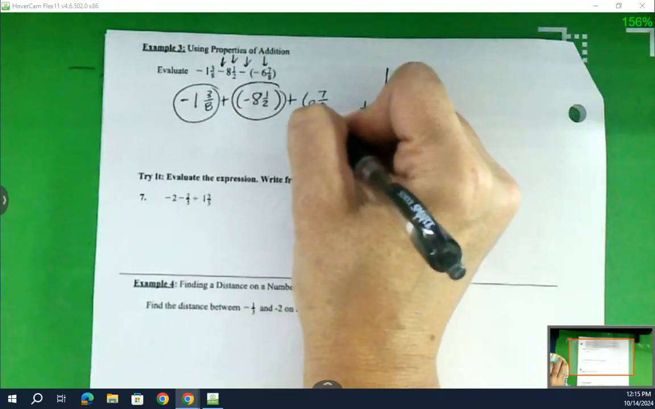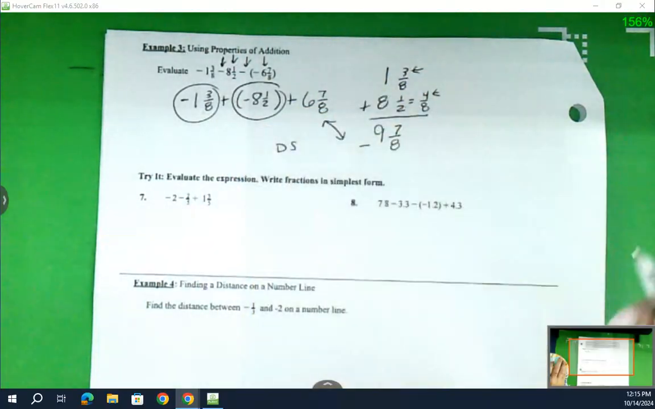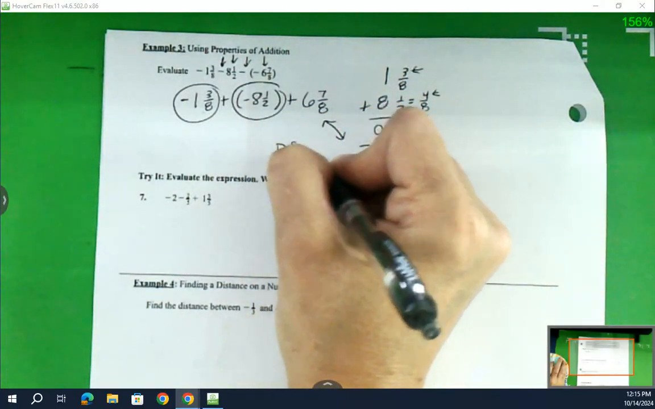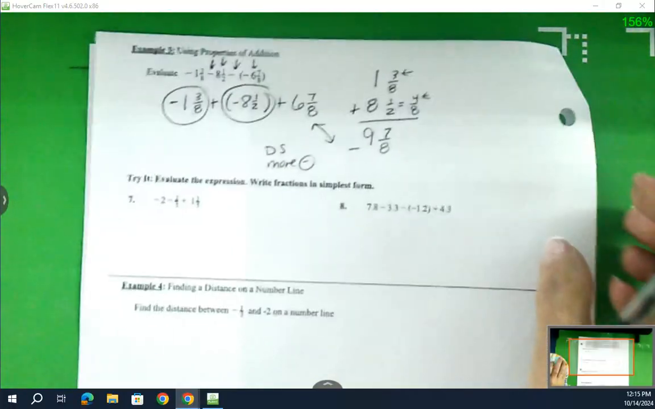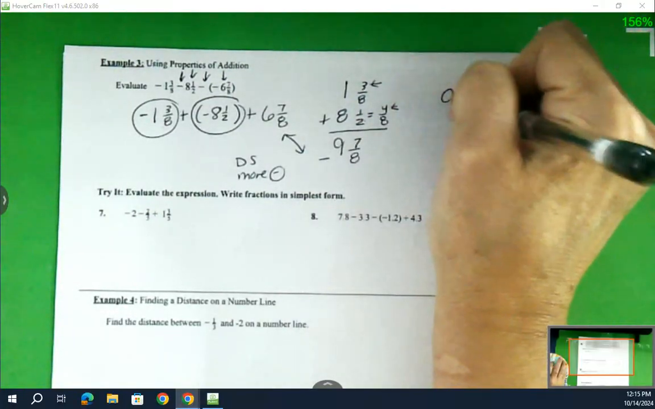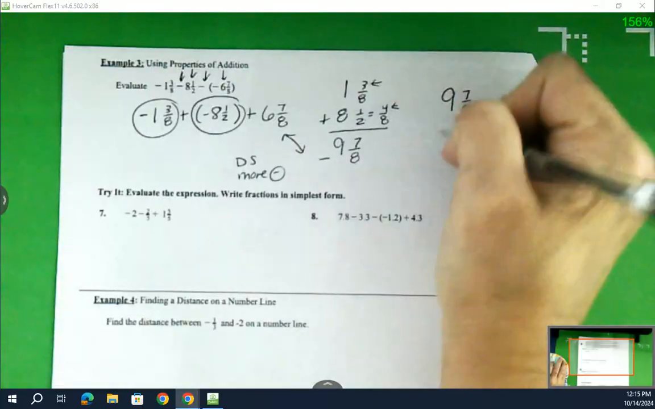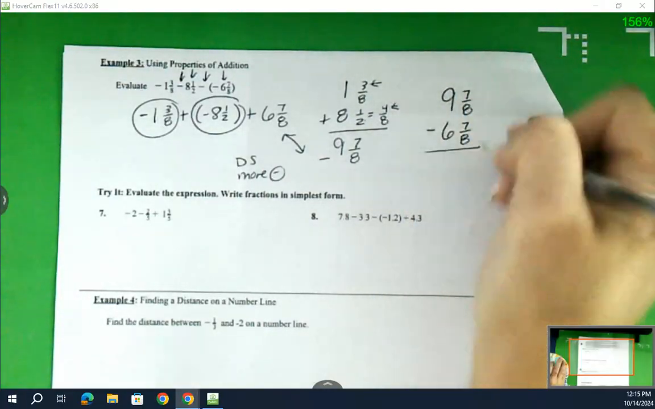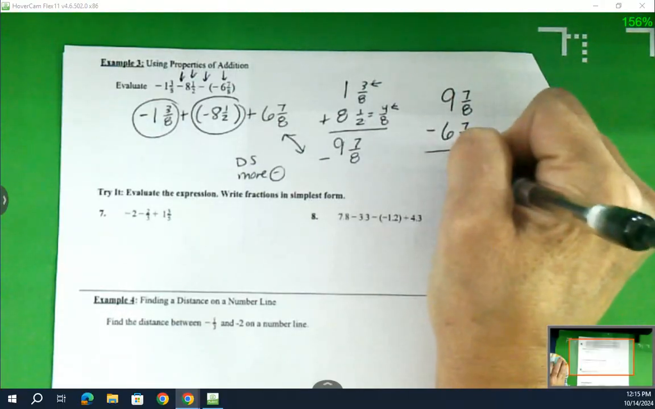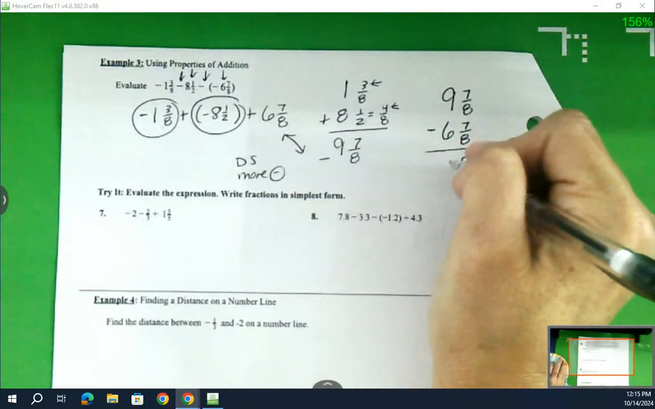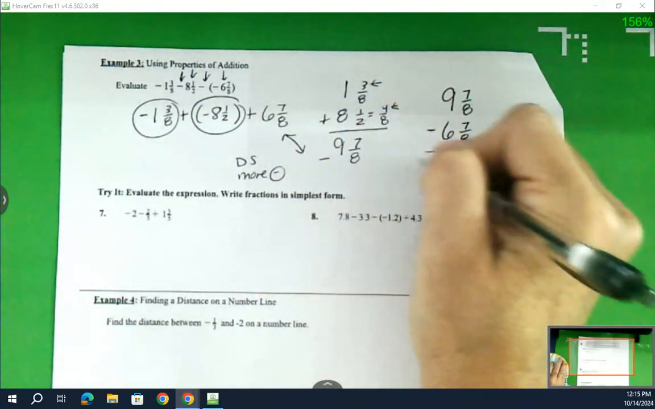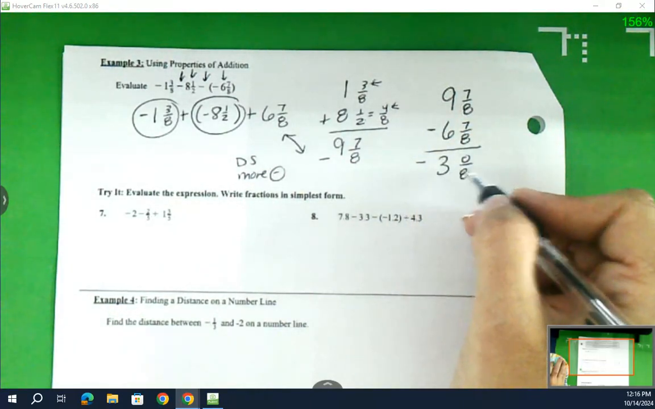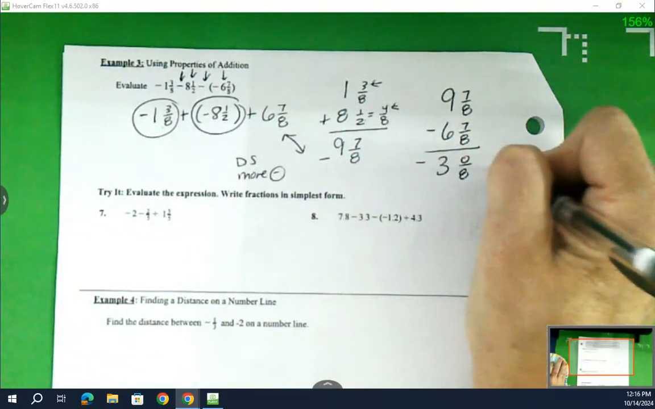So right here, I'm going to have different signs subtract, and I know that I'm going to have more negative. So again, off to the side here, we're going to do 9 7/8, our larger absolute value on top, minus the 6 7/8. 7/8 minus 7/8 is 0/8, and 9 minus 6 is 3, and we had more negatives. Well, we're not going to write negative 3 and 0/8. We're just going to write negative 3.